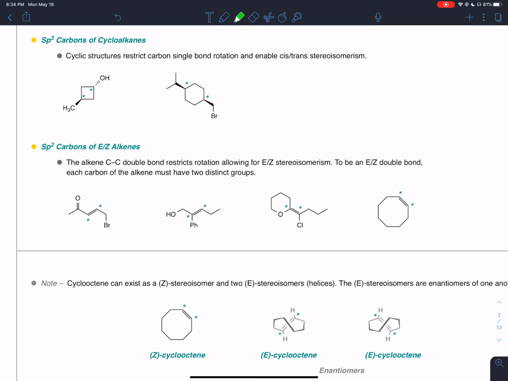Hi everyone, in this segment we are going to be talking about another type of stereocenter, EZ stereocenters. It is the case that in alkenes there is a restriction about the carbon-carbon double bond, and this affords EZ stereoisomerism in certain cases. To be an EZ double bond, each carbon of the alkene must have two distinct atoms or groups. Let's take a look at what that means.